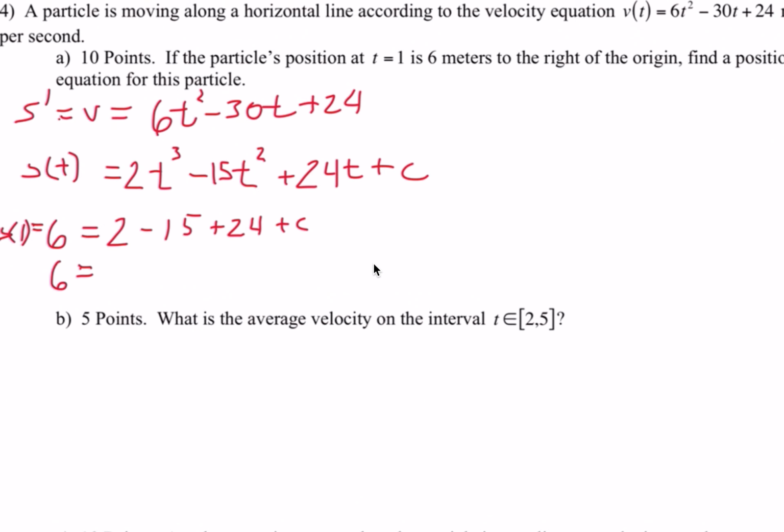2 minus 15 gives us negative 13. Negative 13 plus 24 gives us 11, plus some constant. So our constant is negative 5. Therefore, our position function, we're going to cross off that c, and we're going to put in negative 5.